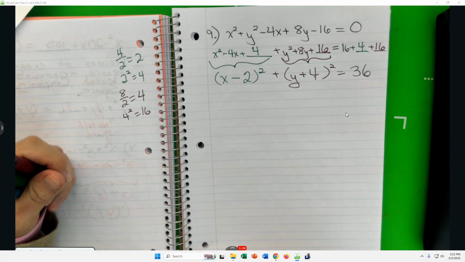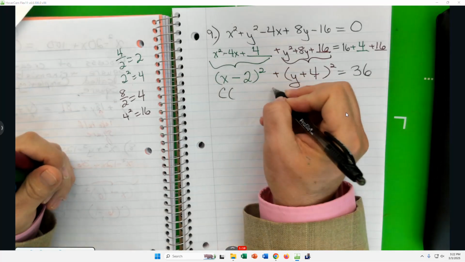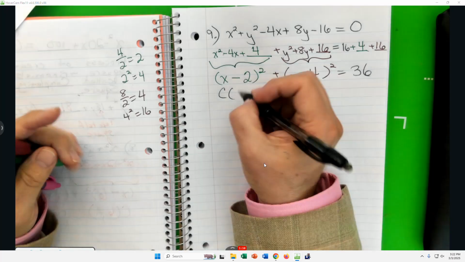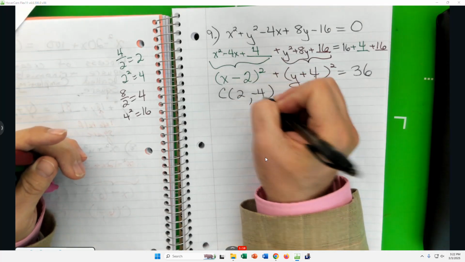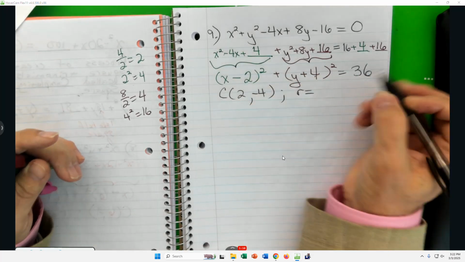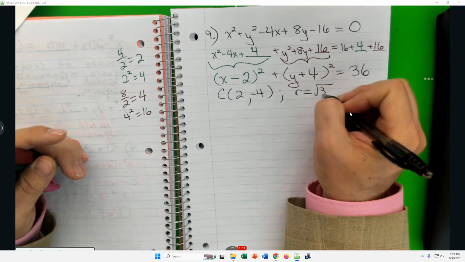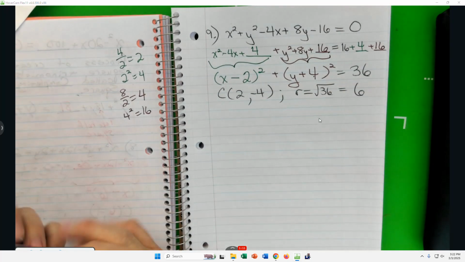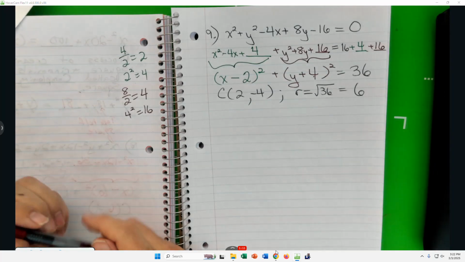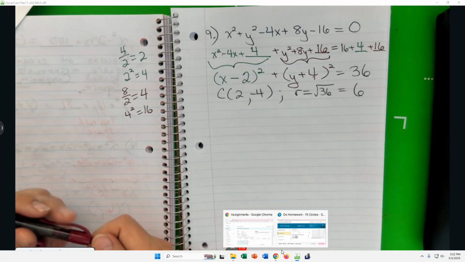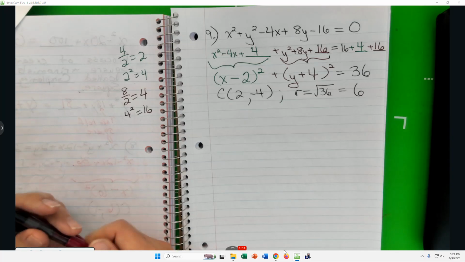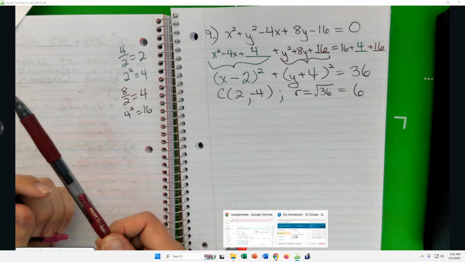What's the center? Change sign, I agree. The radius, you take the square root of 36, which is 6. So this equation is a circle centered at 2, negative 4 with a radius of 6. Any questions there?